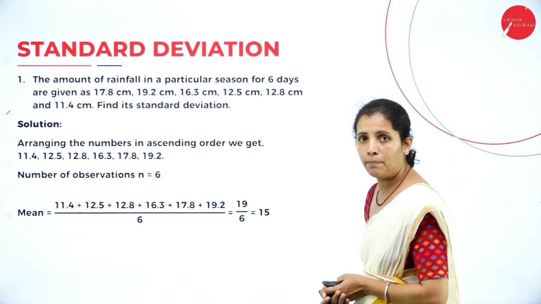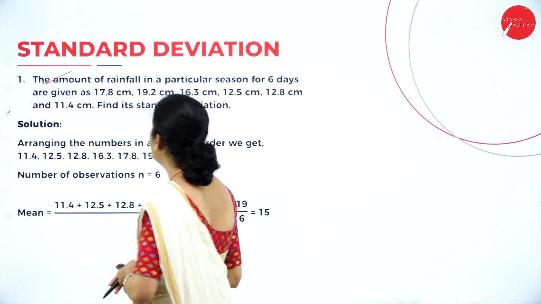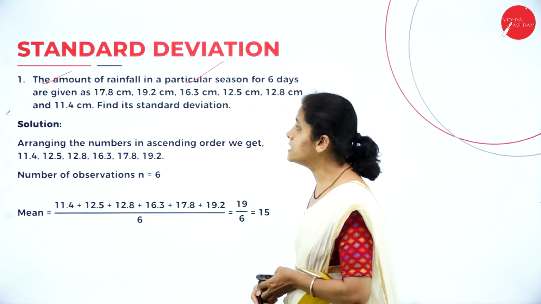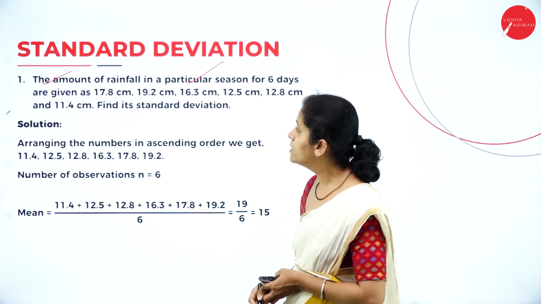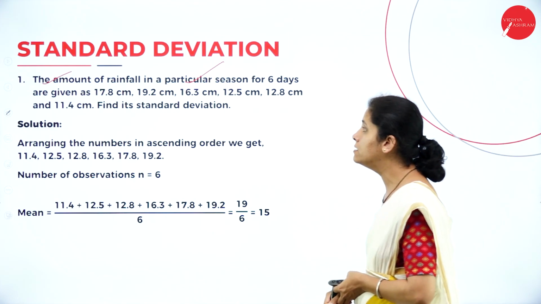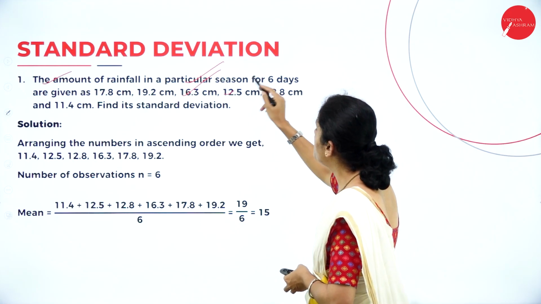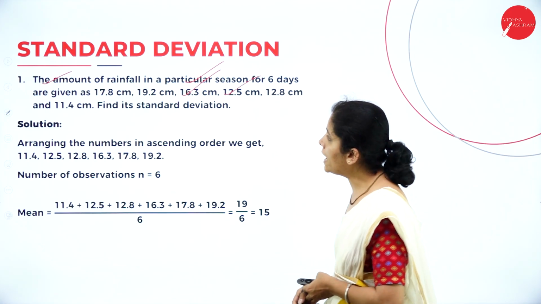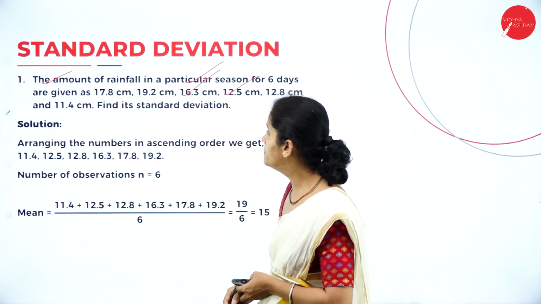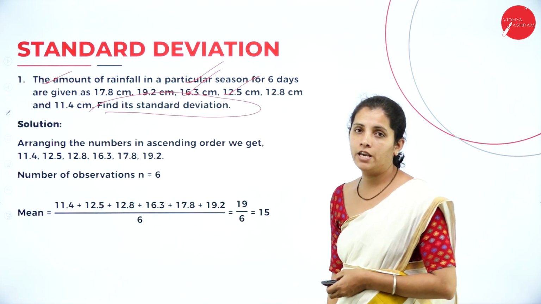So dear student, if I consider this example, let me read it out. The amount of rainfall in a particular season for 6 days is given below. Okay, and the rainfall is 17.8 centimeter, then 19.2, 16.3, 12.5, 12.8 and 11.4 centimeter, and find its standard deviation.